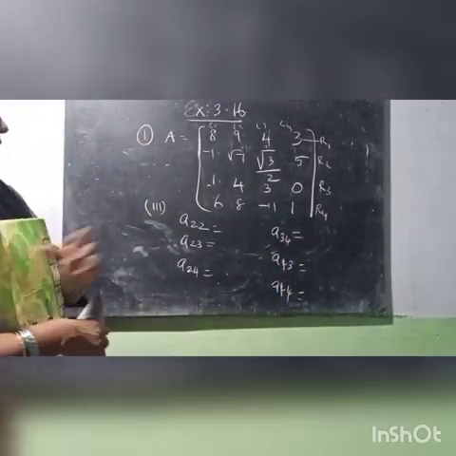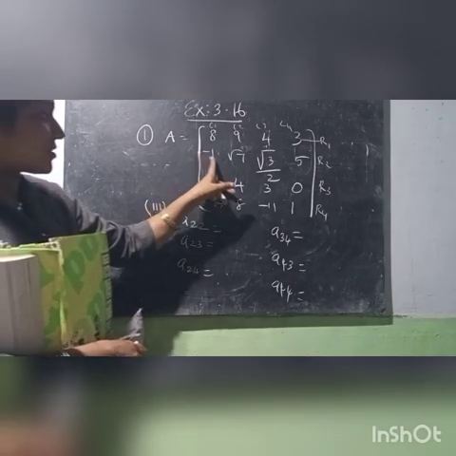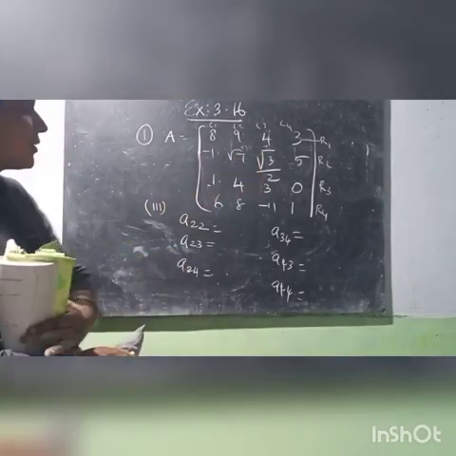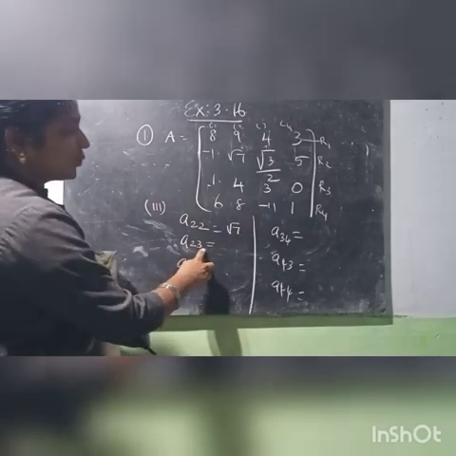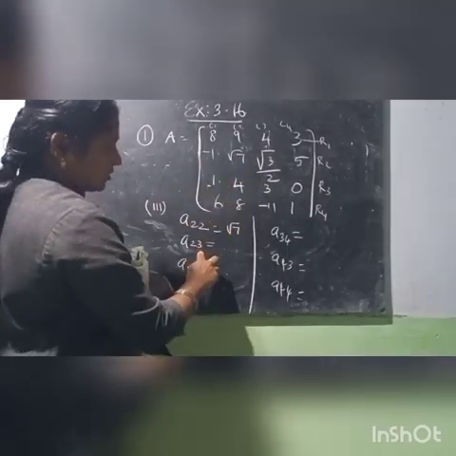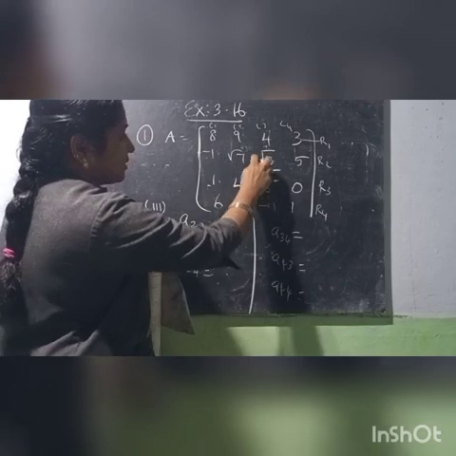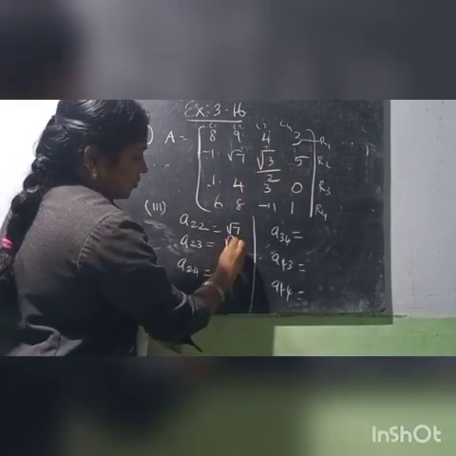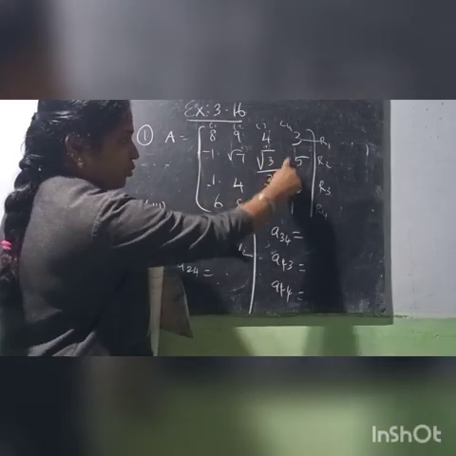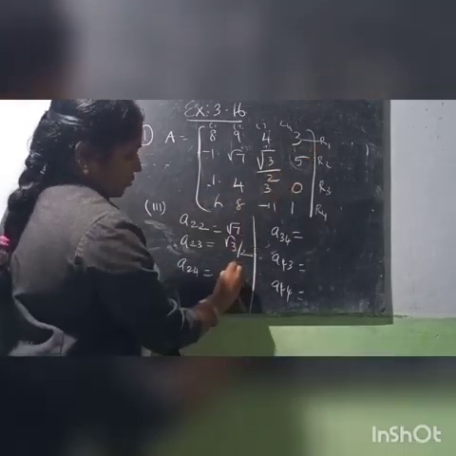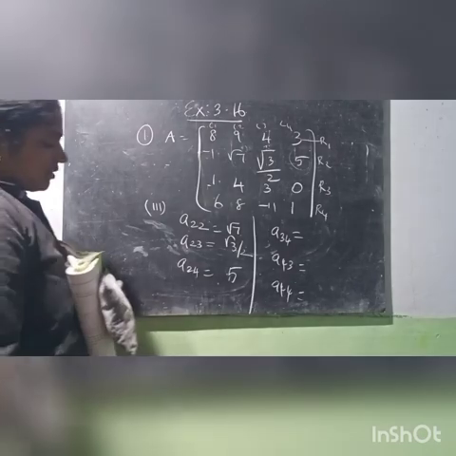So A22, second row, second column. That is root 7. So A22 equal to root 7. Then A23, second row, third column. So this is root 3 divided by 2. Then A24, second row, fourth column, the number is 5. So A24 equal to 5.